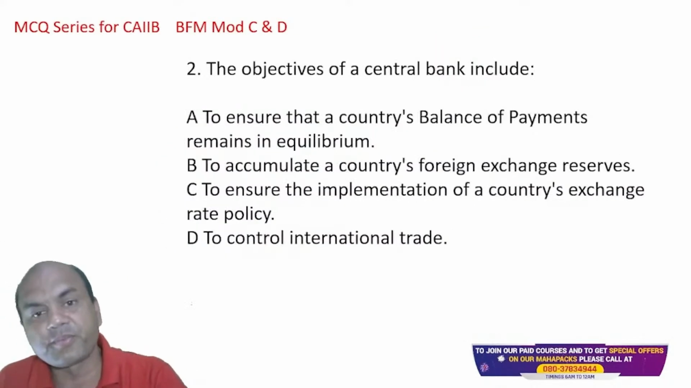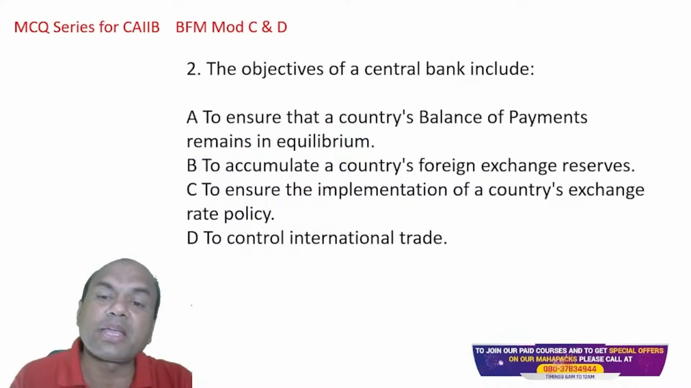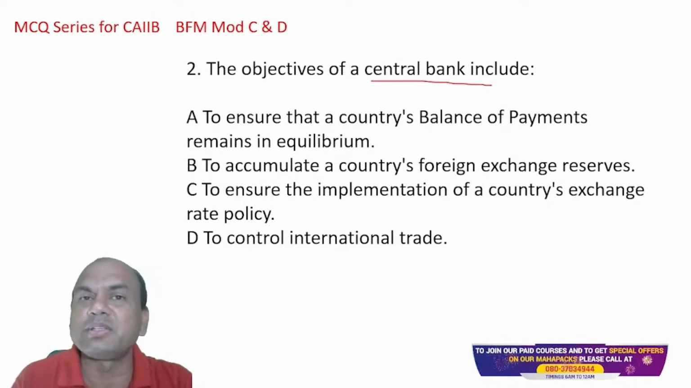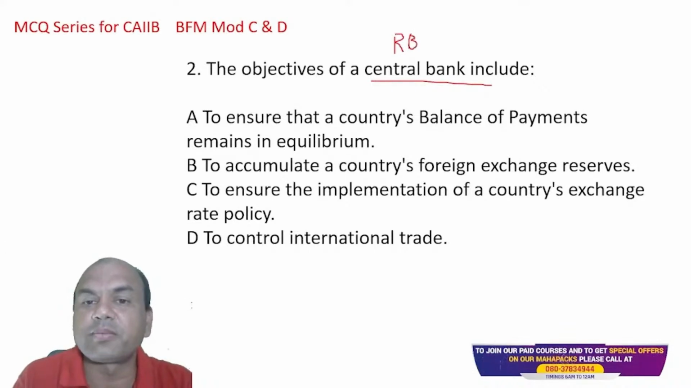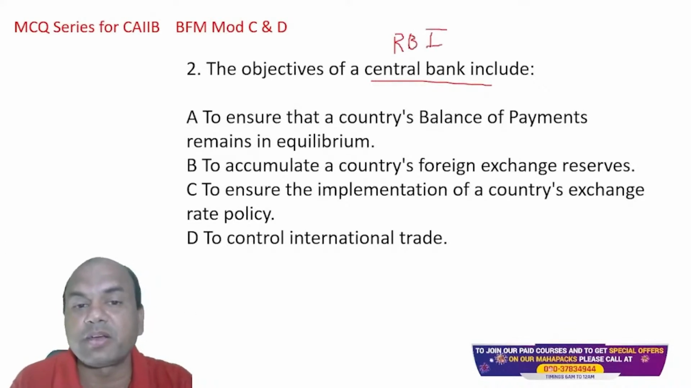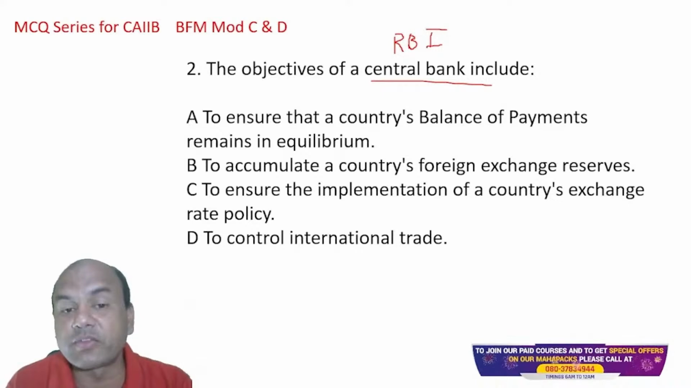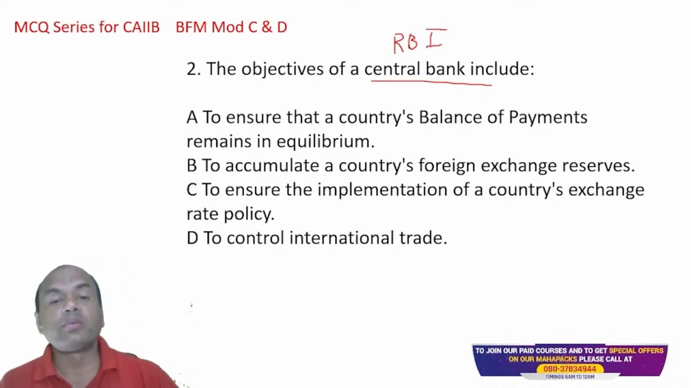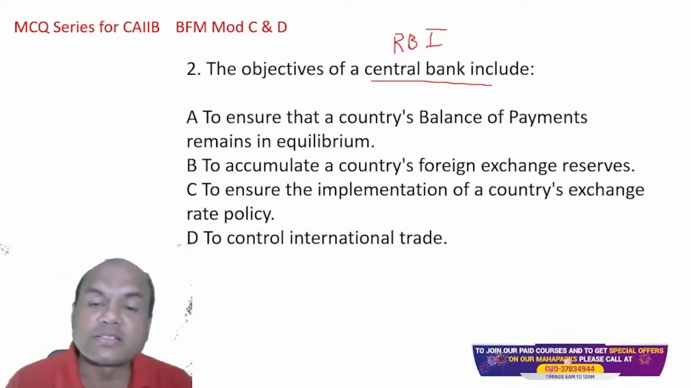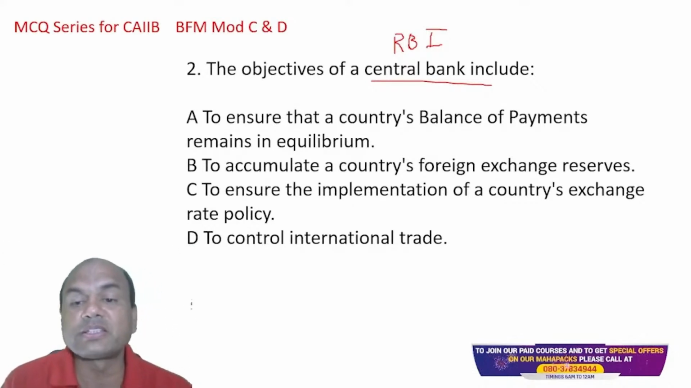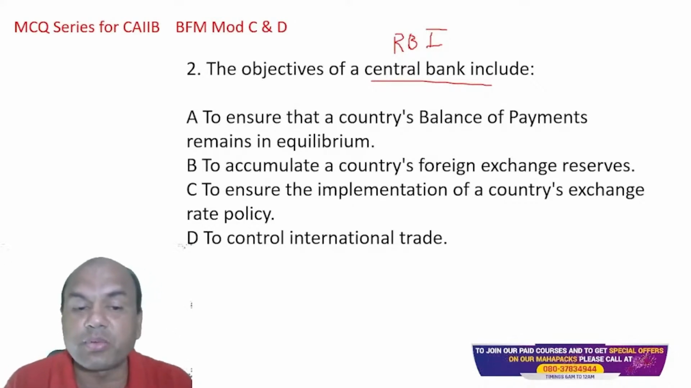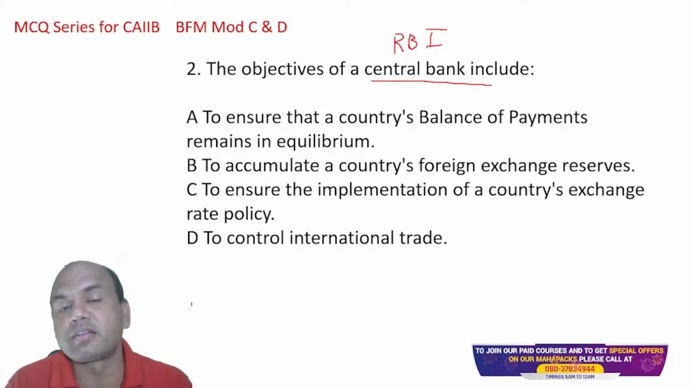Okay. The objectives of central bank include. What is the central bank? Central bank means not Central Bank of India. It is RBI. We have a separate bank called CBI, Central Bank of India. So the objectives of RBI include to ensure country's balance of payments remains in equilibrium, to accumulate the country's foreign exchange reserves, to ensure the implementation of country's exchange rate policies, to control international trade.